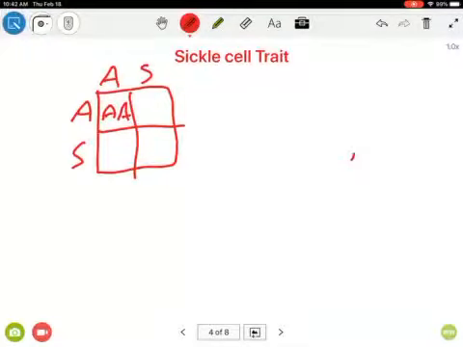So we've got one kid that inherits no alleles for sickle cell trait. Two out of 4 kids will be carriers, and then 1 out of 4 kids, so a 25% chance, will inherit the trait. So this is a common scenario.